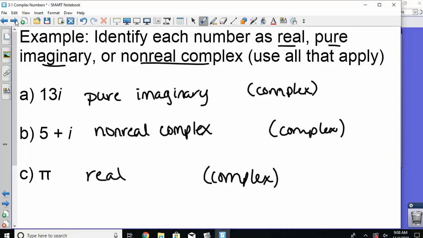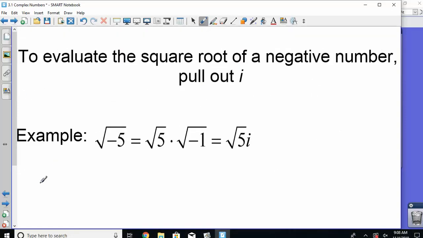Let's talk about simplifying. If I ask you to reduce radicals that have a negative underneath, what we do is pull out the i. So if I say the square root of negative 5, you could think of that as the square root of 5 times the square root of negative 1. And we know the square root of negative 1 is i. You can write it as radical 5 i. Just make sure the i is outside the radical. I think your Algebra 2 book usually put the i in front of the radical. Either way is fine with me.